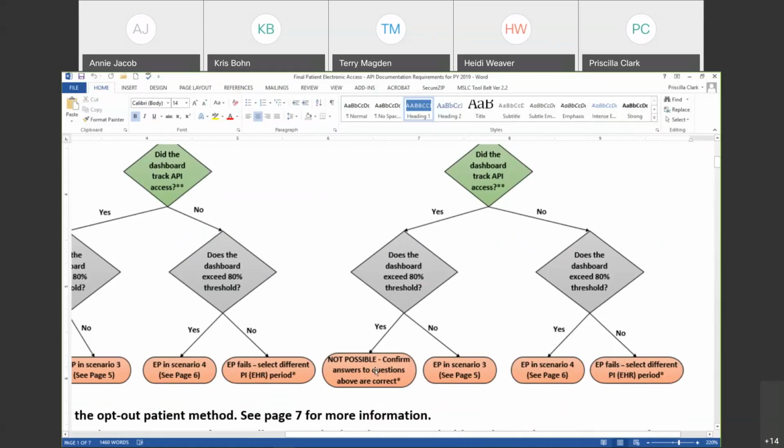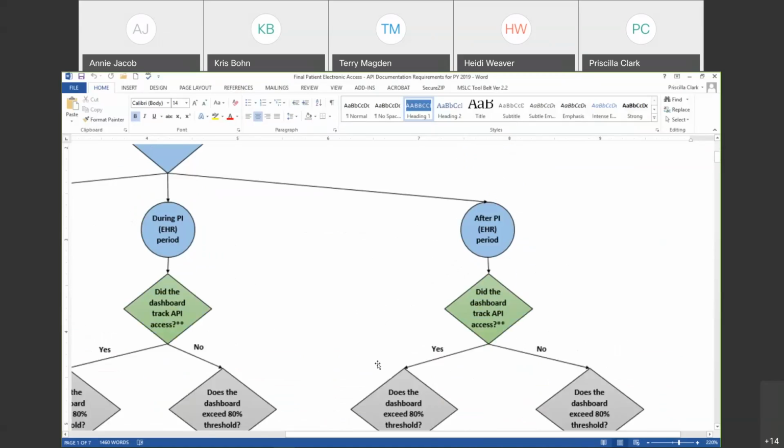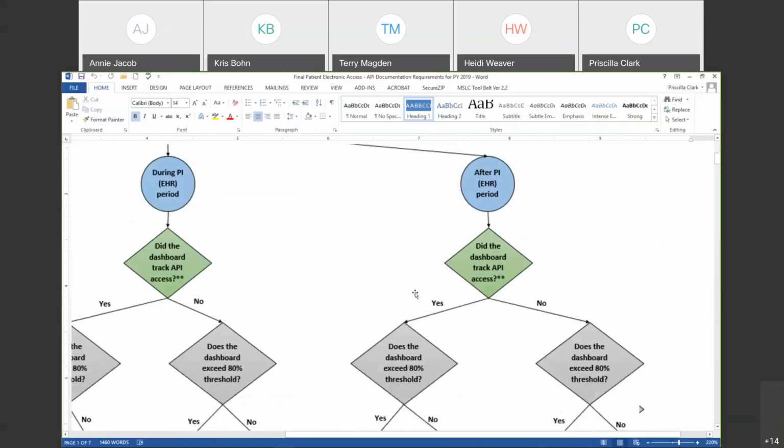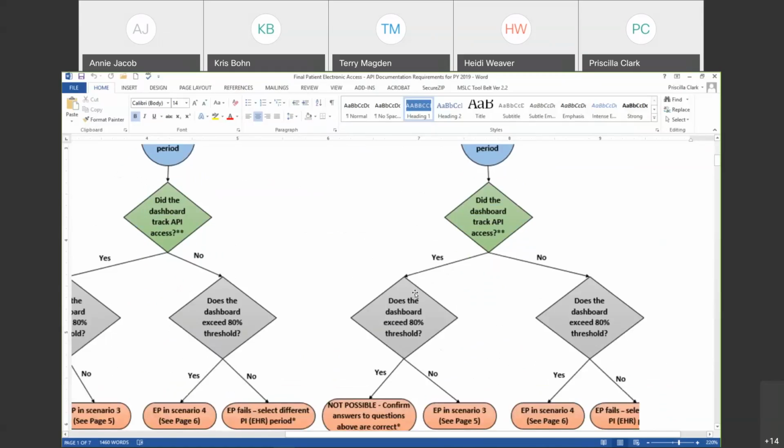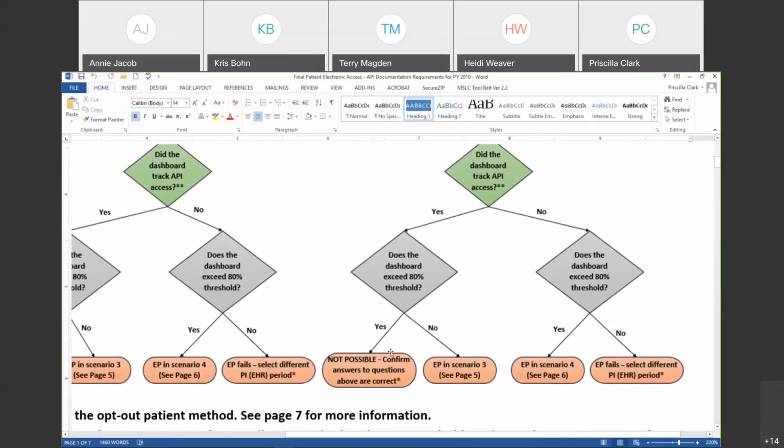because if the dashboard tracks the API access, and then it shows that the dashboard exceeds the 80% threshold, that is not possible because if you scroll to the top, you're in the period where API was turned on after the reporting period. So your dashboard should not be showing above 80%. So make sure you go back there and answer those questions. And if you still come back to this result again, feel free to reach out to Access to help make sure that you're answering those questions correctly.